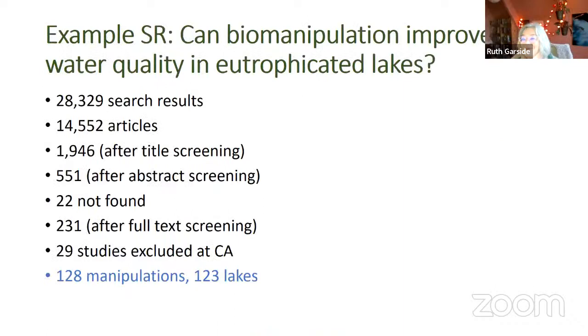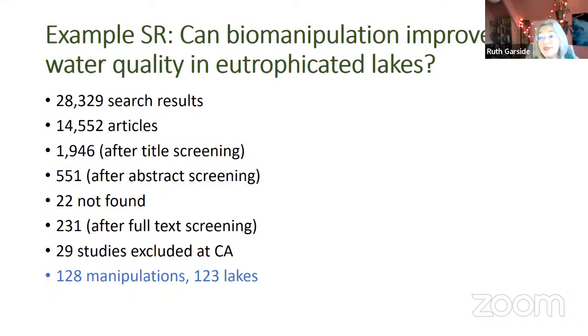So this is an example which I'm now embarrassed to try and talk about, because I think this is one of Neil's reviews. This was about whether or not biomanipulation could improve water quality in eutrophicated lakes. I can't say it. And this was a study where the search results identified nearly 29,000 results, which related to 14,000 articles once the duplicates were removed.